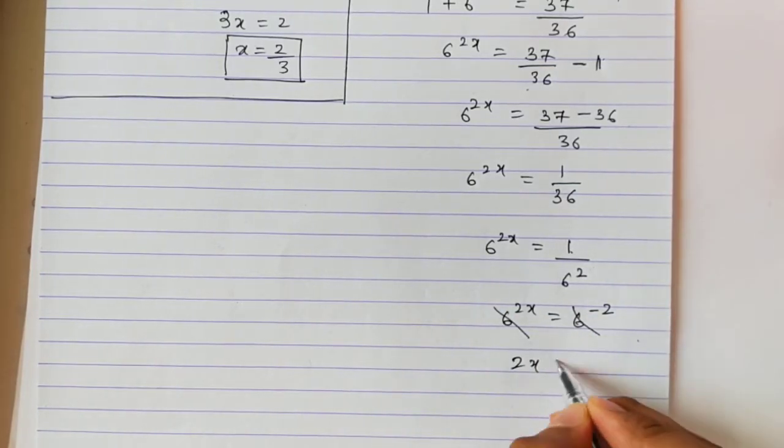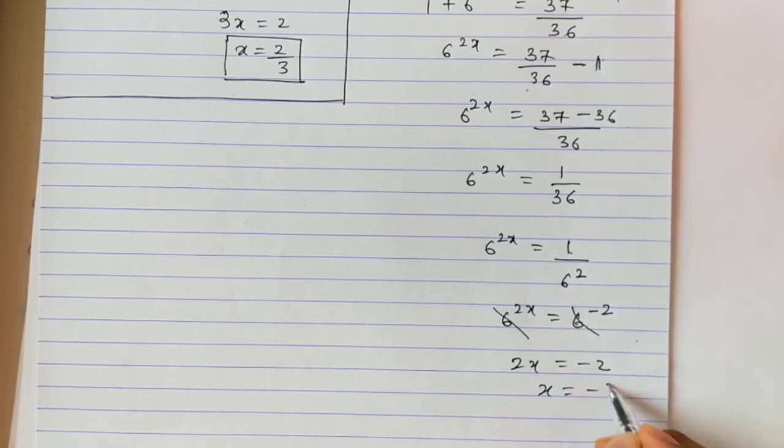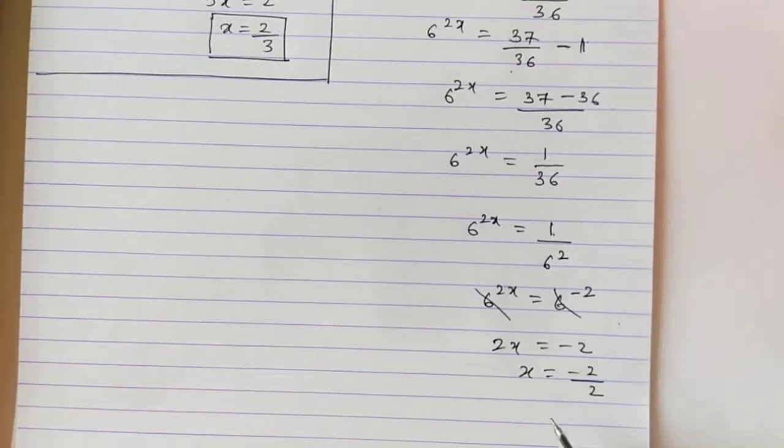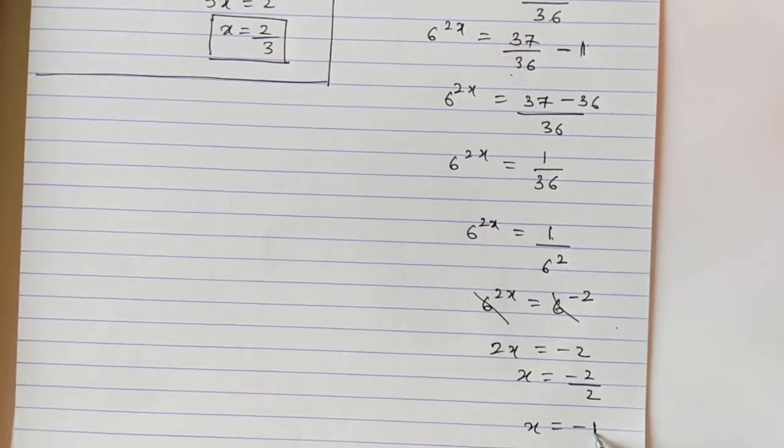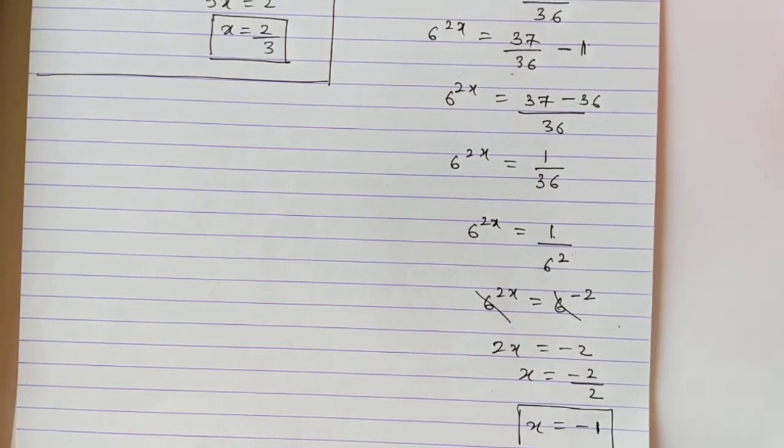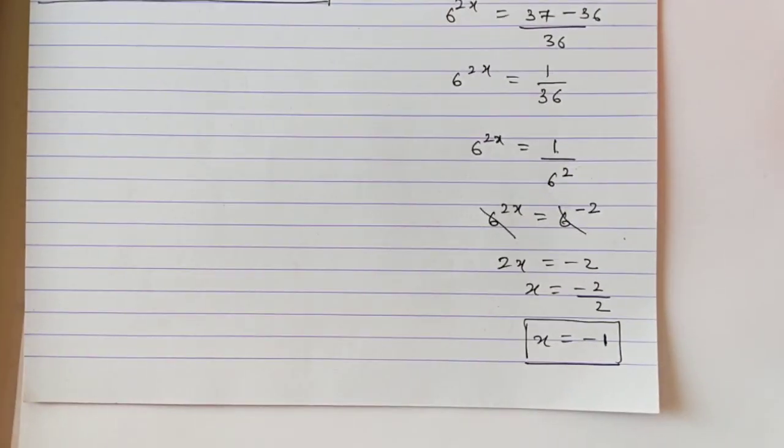Cancel this. 2x is equals to minus 2. X is minus 2 upon 2. So here we'll get the value of x is minus 1. Okay.